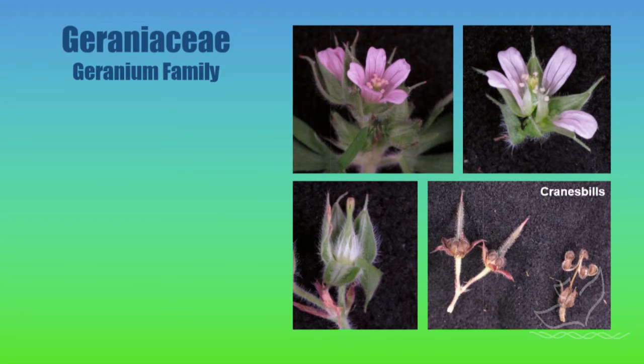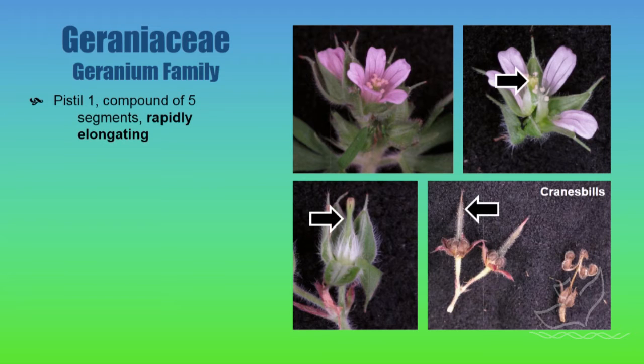Next we have the Geraniaceae, or the geranium family. Pistil is 1, and in this case it's compound with 5 segments. And the thing that's really interesting about the Geraniaceae, as you see in this series, is that from the time of flowering to the time of fruiting, the pistil elongates very rapidly to form a long snout in what becomes the fruit. So here you have the elongating pistil shown in these series of photographs.